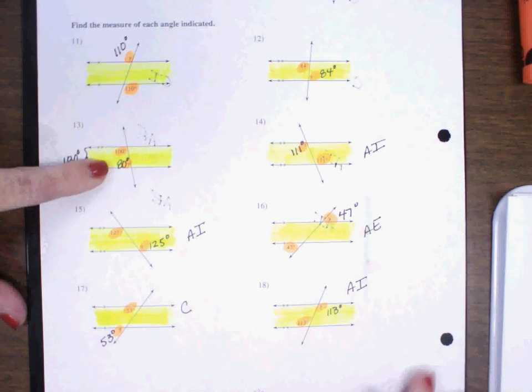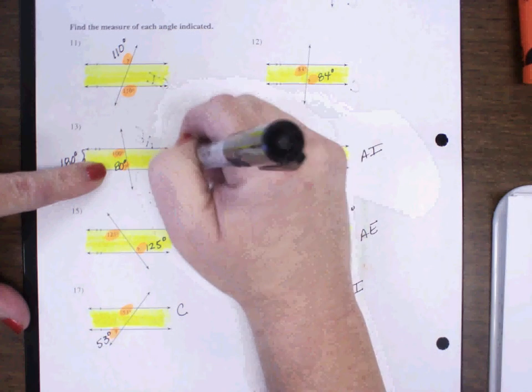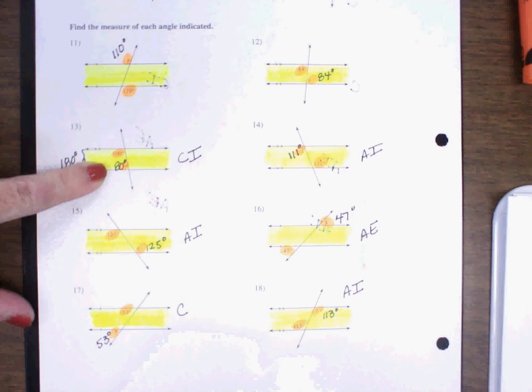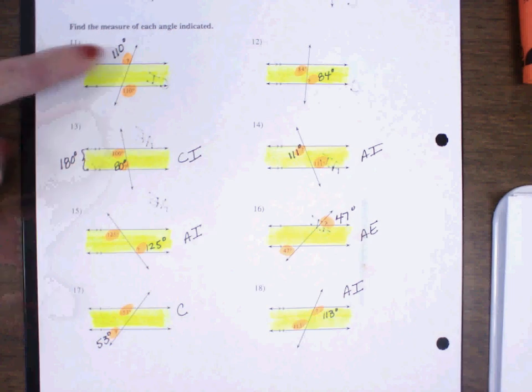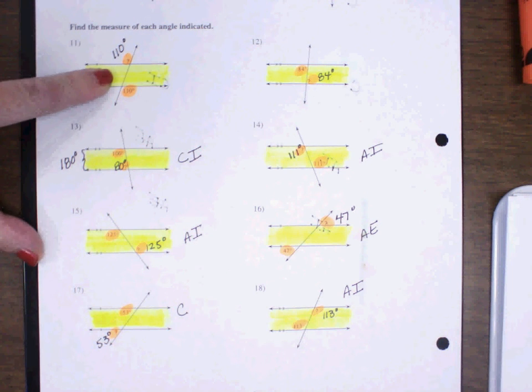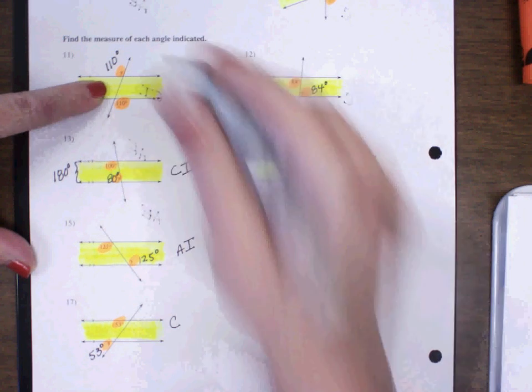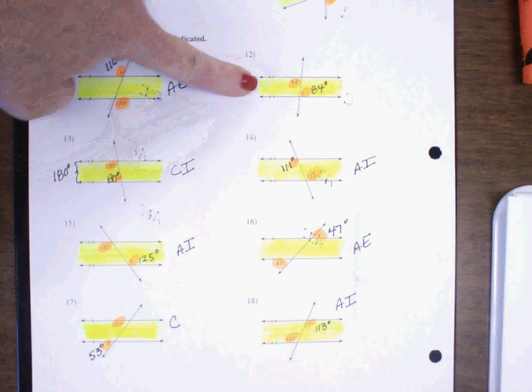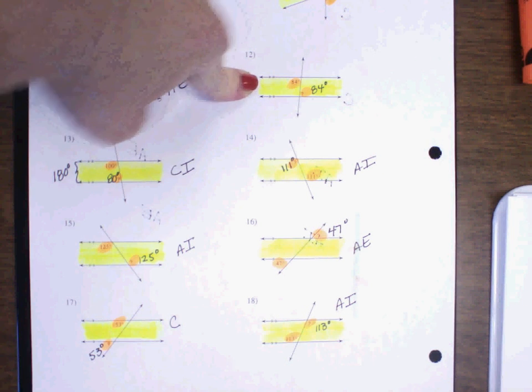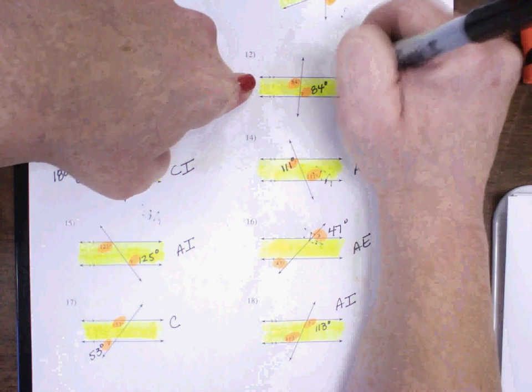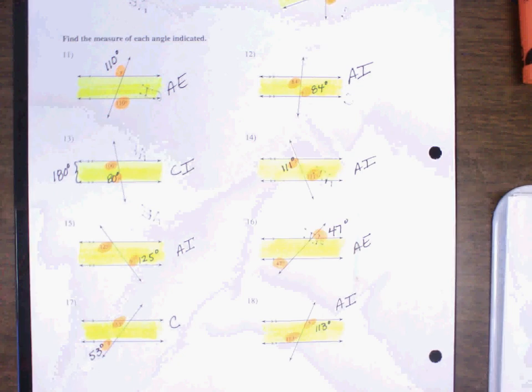Those two. Consecutive interior or same side, right? Interior. What about these two? Alternate exterior. They're both on the outside. Alternate interior. AI, right? All right, put that in your notebook. Let's call it a day.